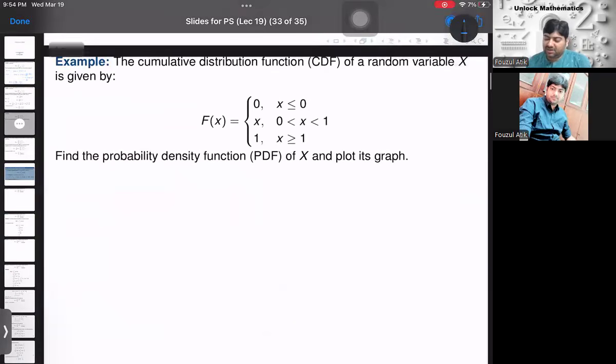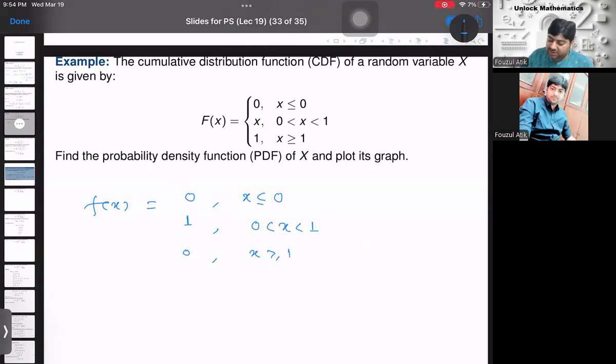Let us do one more example, and here not only do you have to find the probability density function, you also have to plot its graph. This is again very easy. If x is less than or equal to 0, then the derivative of capital F(x) is 0, so this value is also 0. If x is between 0 and 1, the derivative is 1. And this is again 0 if x is greater than or equal to 1.